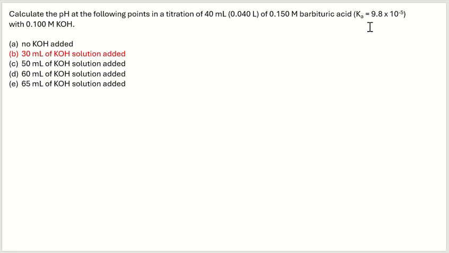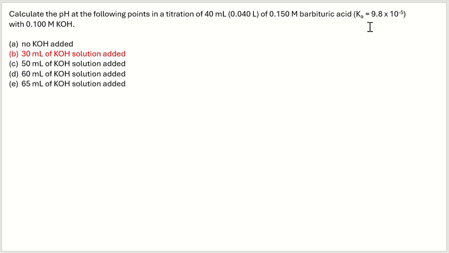In this video, we're going to start adding the strong base to our weak acid. So in this part of the titration, we're going to see what happens as we begin to add the base, and we have to compare the moles we start with to the moles of base added.